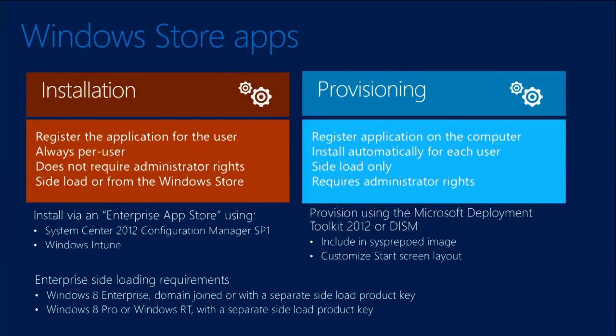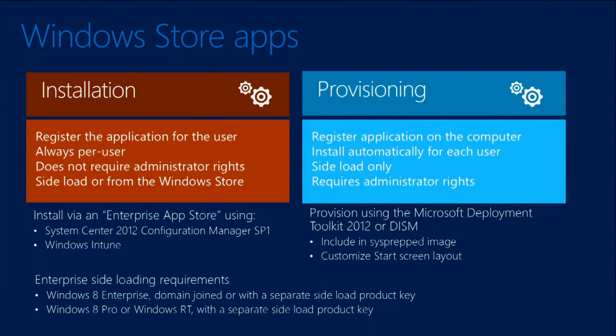There aren't any admin rights required, so any standard user can go out to the Windows Store and install an app. Any standard user can sideload an application on a machine that's been enabled for sideloading. These installations can happen from the Windows Store or they can happen via sideloading. We'll look at how to do that via sideloading in a little bit.